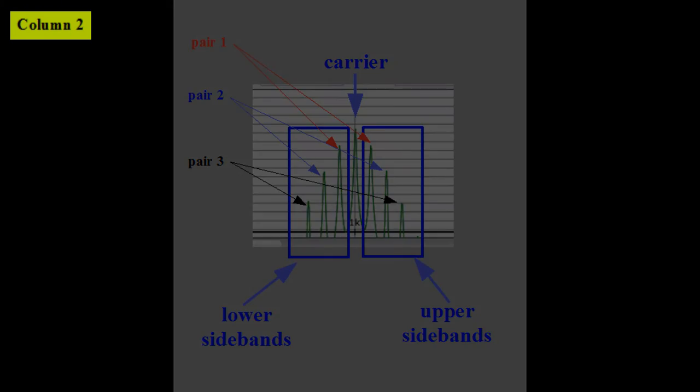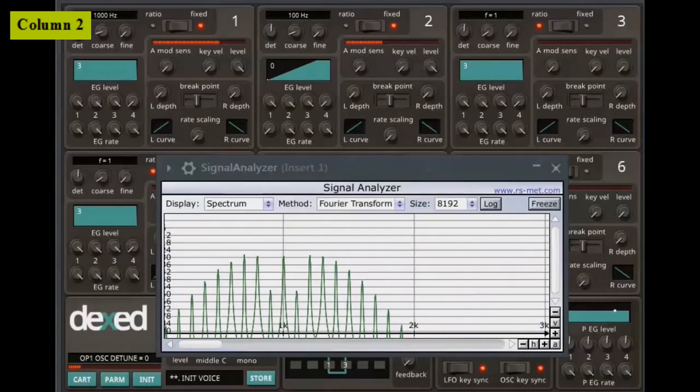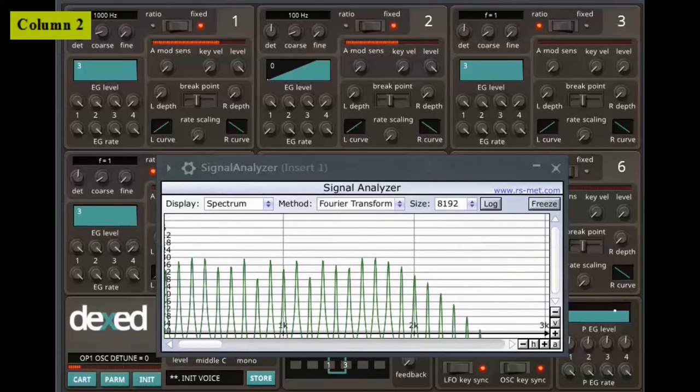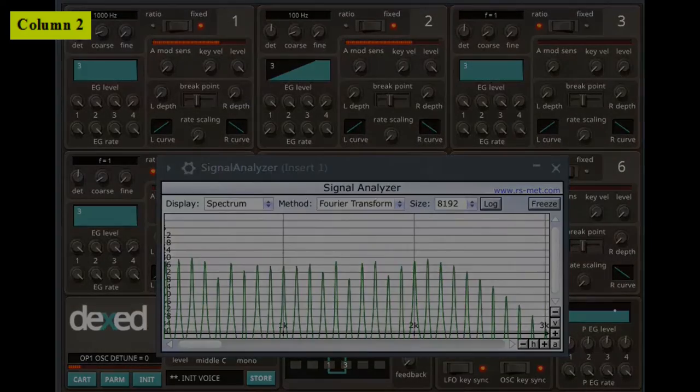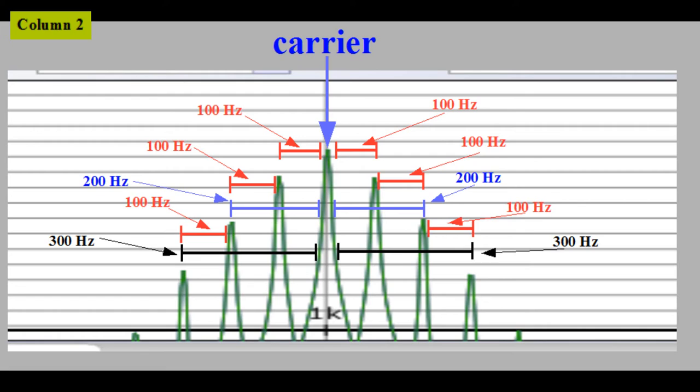And a strange phenomenon. Once the lower sidebands have reached zero, some of the older frequencies, including the carrier itself, start changing their intensity. Let me call it the dance of the sidebands. Well, time for some explanations. The interval between the carrier and the first pair of sidebands and the interval between two consecutive, two neighboring sidebands is also always identical with the frequency of the modulator, in my example 100 Hz.